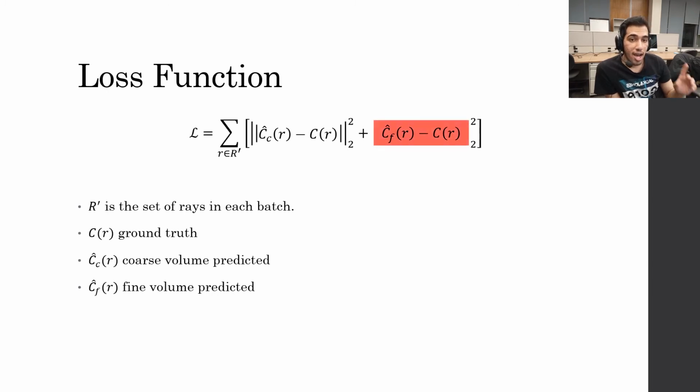And our entire loss function is going to consist of two parts. One part is the L2 norm difference between the fine volume and the ground truth, and the other part is the L2 norm difference between the predicted coarse volume and the ground truth.